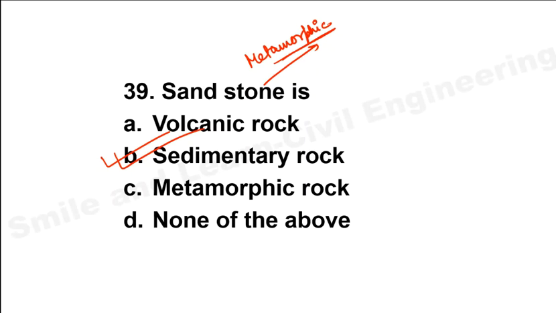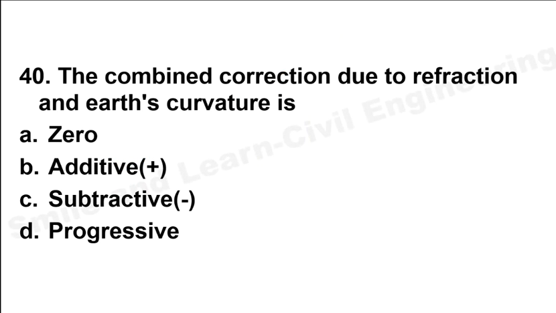Next question, the combined correction due to refraction and Earth's curvature. We have already discussed this one. Combined correction is subtractive, refraction correction is additive, and the curvature correction is also subtractive. These three things and the formulas, you just need to remember from this part, so you will be able to answer any kind of numerical or question then.